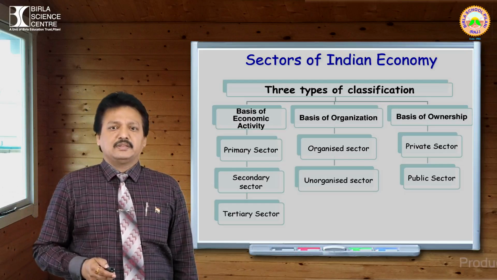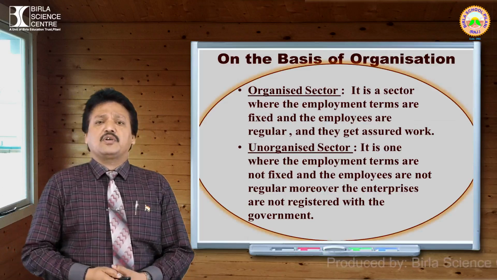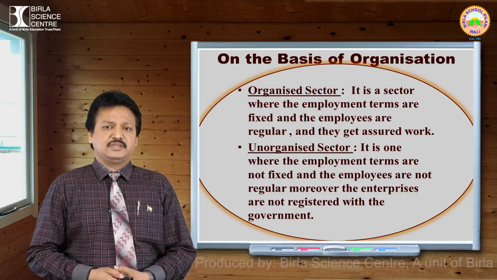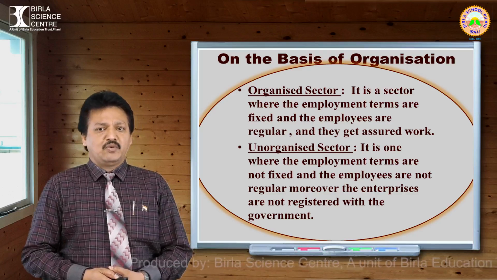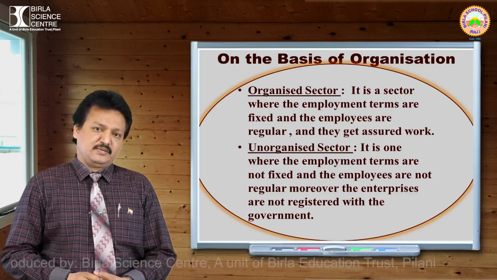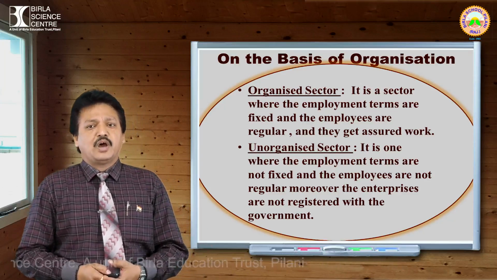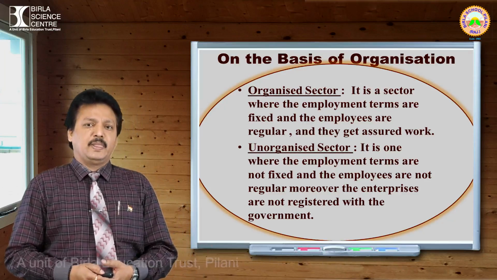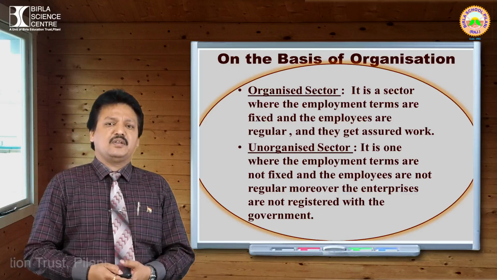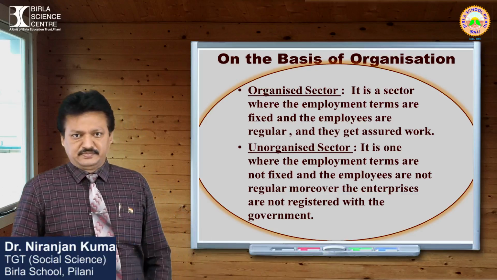Now first we see the organized sector. First we know the definition of the organized sector, that is it is a sector where the employment terms are fixed and the employees are regular and they get assured work. It is known as organized sector. Now what is unorganized sector? It is one where the employment terms are not fixed and the employees are not regular. Moreover, the enterprises are not registered with the government, is known as unorganized sector.